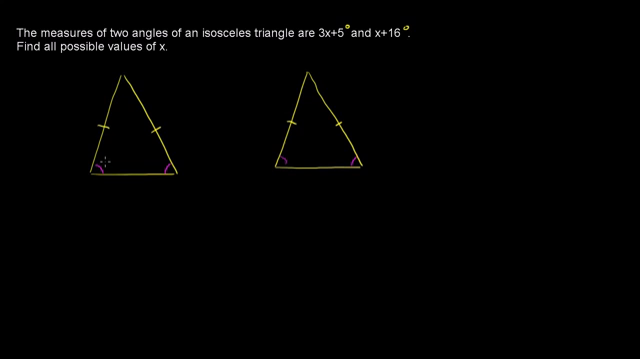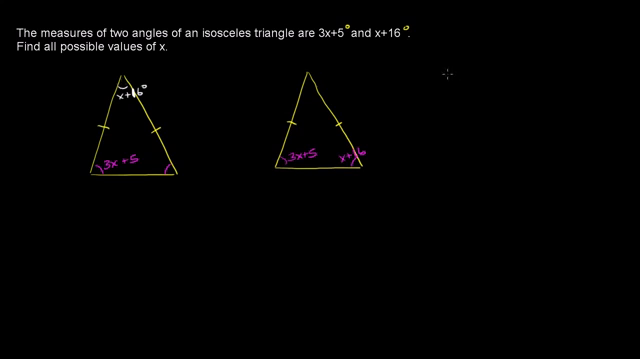Well, maybe this one right over here has a measure of 3x plus 5 degrees, and the vertex is the other one. So maybe this one up here is the x plus 16 degrees. The other possibility is that this is describing both base angles, in which case they would be equal. So maybe this one is 3x plus 5, and maybe this one over here is x plus 16. And then the final possibility, actually we haven't exhausted all of them, is if we swap these two. If this one is x plus 16 and that one is 3x plus 5.